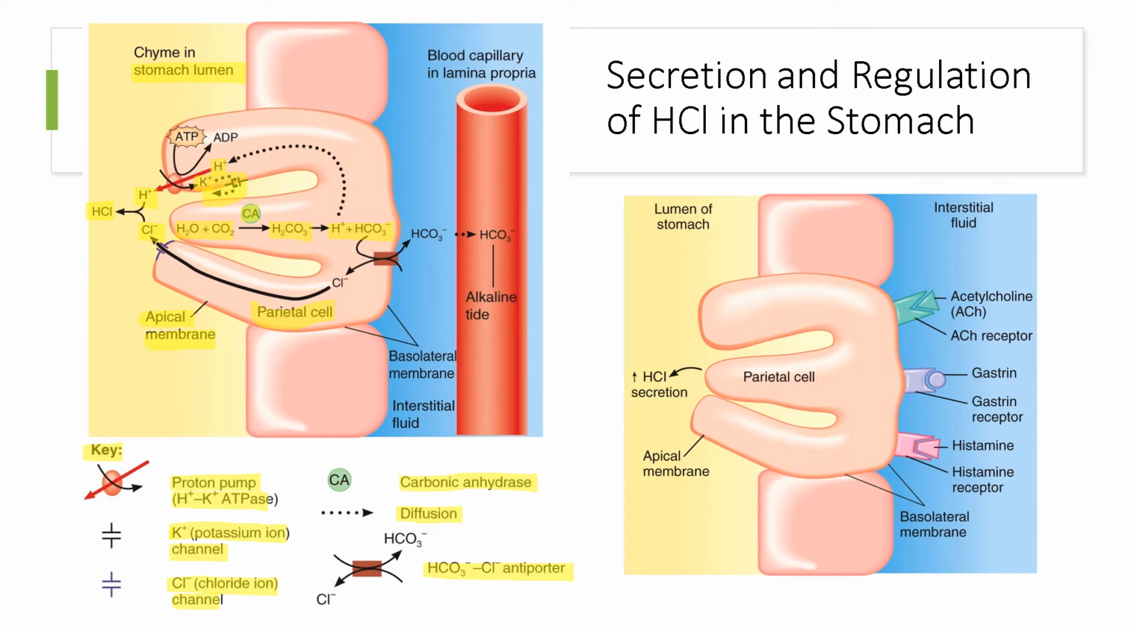Chloride, which is pumped in when bicarbonate is pumped out at the basolateral membrane here. As this potassium is being pumped out at the top, this chloride is also going to be pumped out into the stomach lumen as well. So we get these chloride and potassium diffusing out into the lumen through these chloride and potassium channels in the apical membrane.